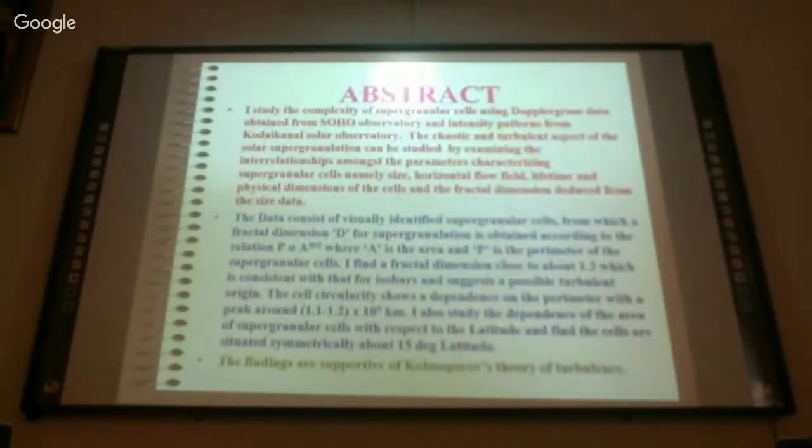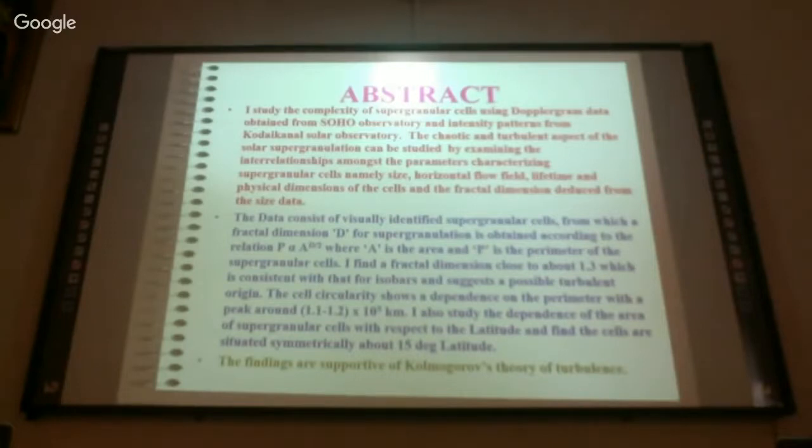So the abstract of the present work that I am presenting is as follows. I study the complexity of the supergranular cells using the Doppler data. Doppler is nothing but the surface velocity map of the sun obtained using the Solar and Heliospheric Observatory. And I have also used the intensity patterns obtained from Kodaikanal Solar Observatory.